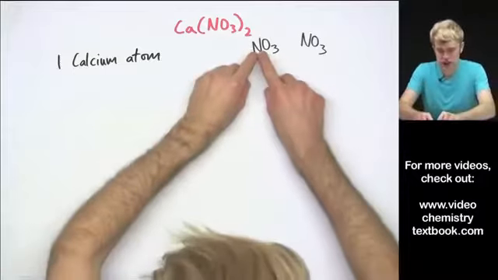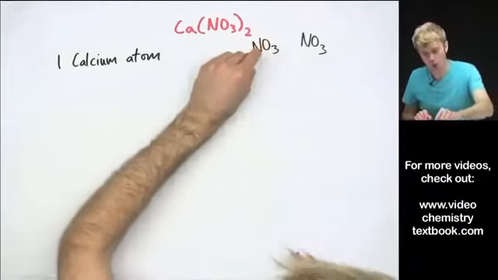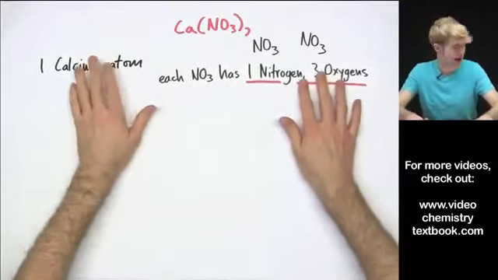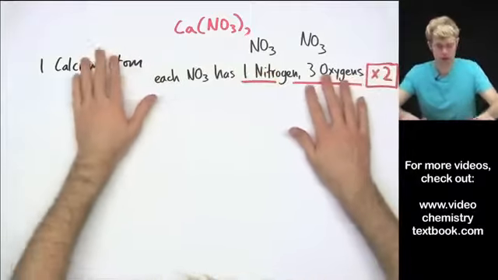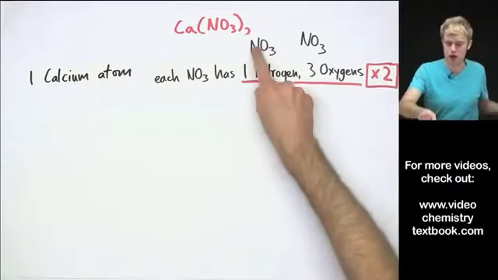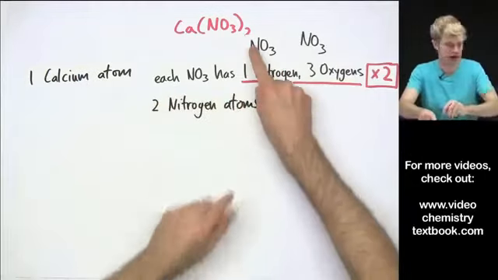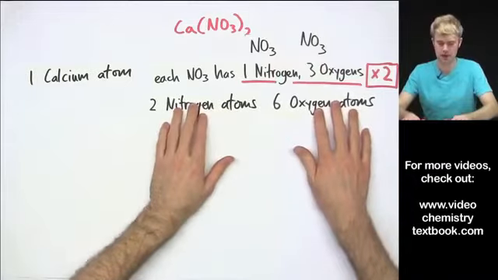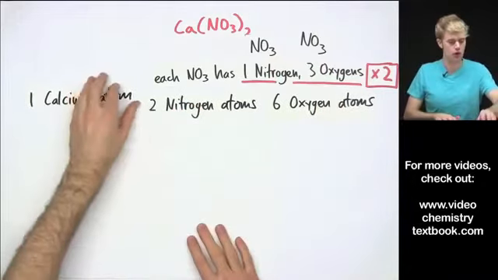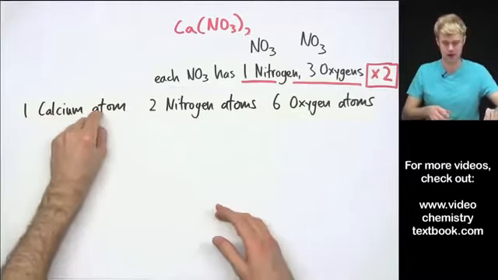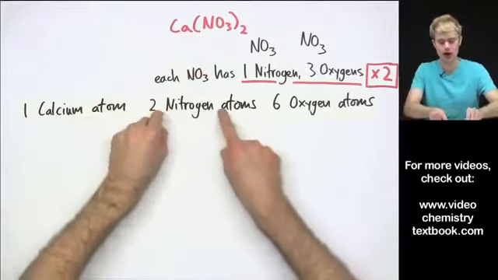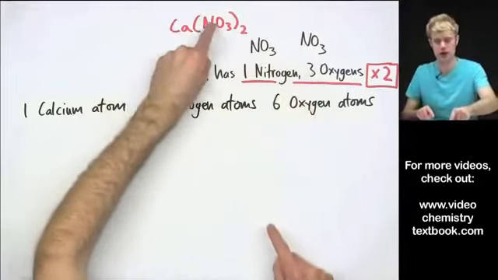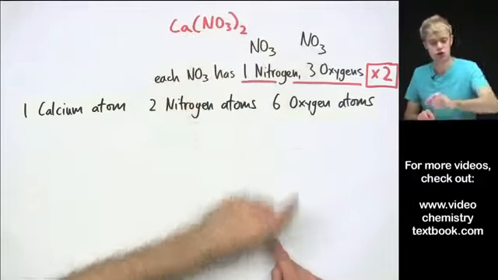Each of these NO3s has 1 nitrogen and 3 oxygens. But since we have 2 of them, we end up getting 2 nitrogens total and 6 oxygens total. 1, 2, 3, 1, 2, 3. Okay? So that means that total in our formula here, we have 1 calcium atom and then 2 nitrogen atoms and 6 total oxygen atoms, because this NO3 here is in parentheses and we have 2 of them.